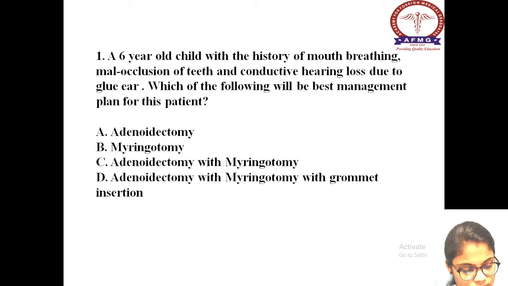So the first question is, a 6-year-old child with a history of mouth breathing, malocclusion of teeth and conductive hearing loss due to glue ear. Which of the following will be the best management plan for this patient? Option A is adenoidectomy, B myringotomy, C adenoidectomy along with myringotomy, D adenoidectomy with grommet insertion. So this is the first question that was given.